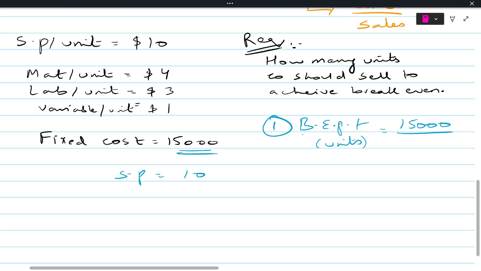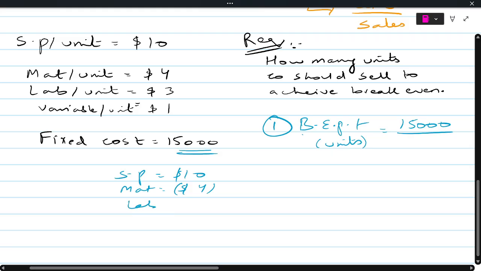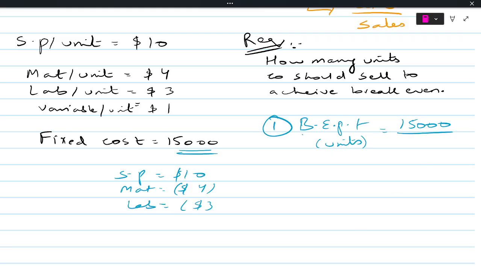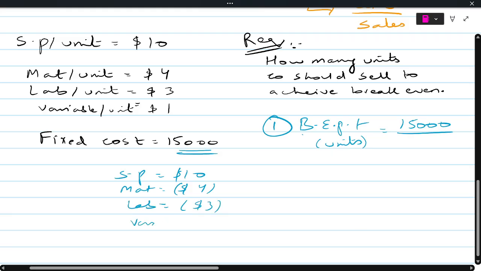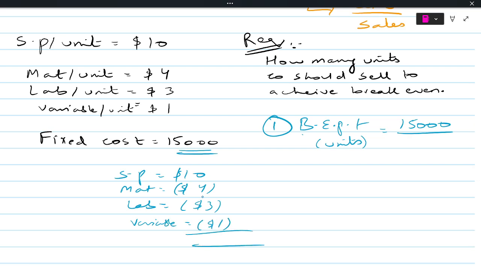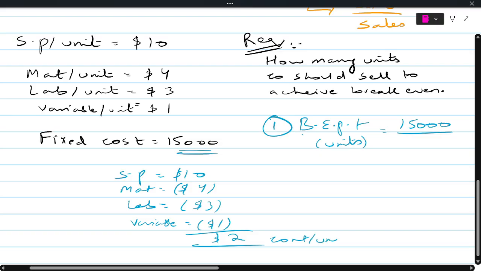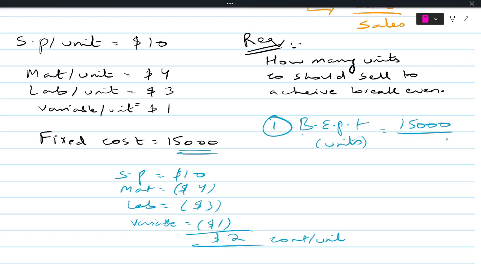Selling price is $10, right? And what do I have to subtract from selling price? All the variable costs. So material is a variable cost, right? Which is worth how much? $4. Okay, we have the labor cost, which is worth $3. And we have the variable overhead, which is worth $1. So all these are variable costs, right? So 10 minus 4 is 6, 6 minus 3 is 3, and 3 minus 1 is 2. So we have our contribution worth $2. Okay, so $2 is my contribution.